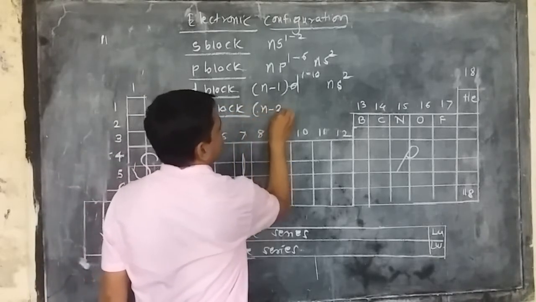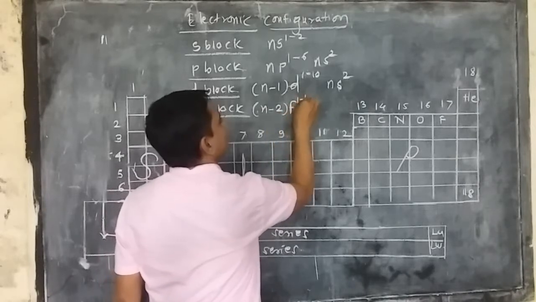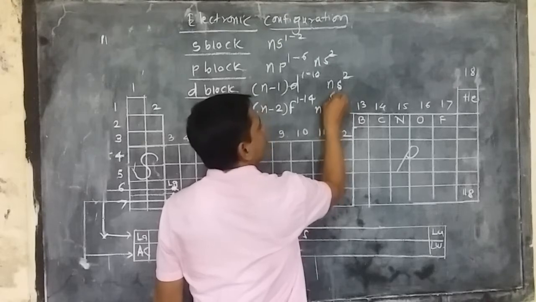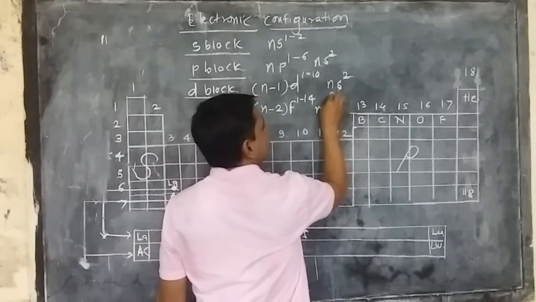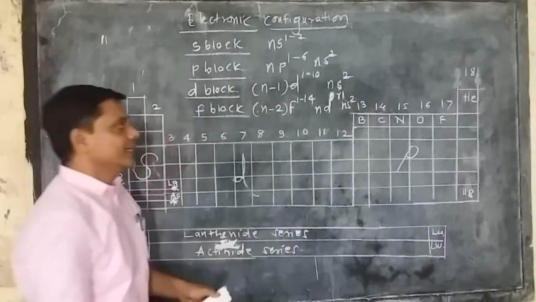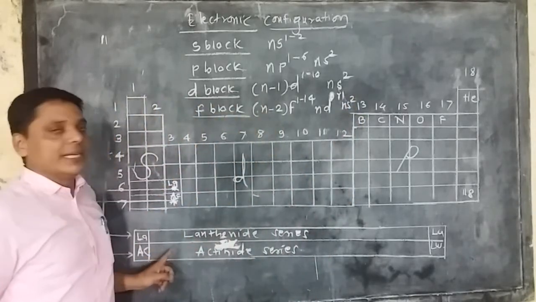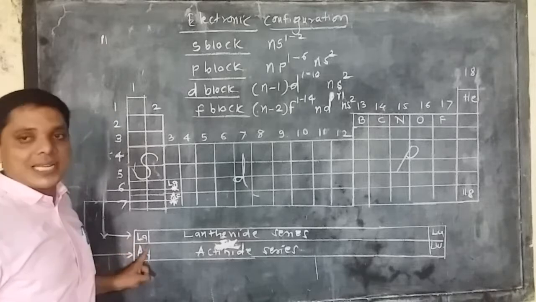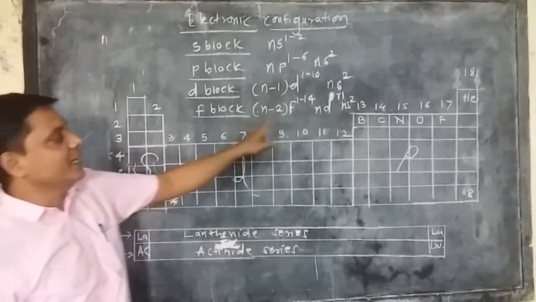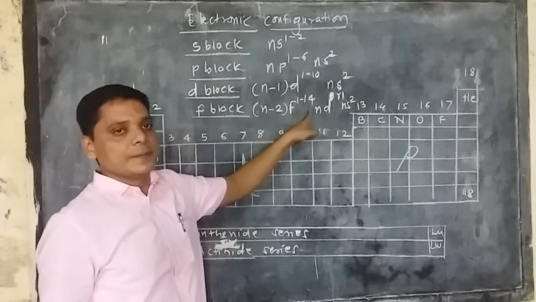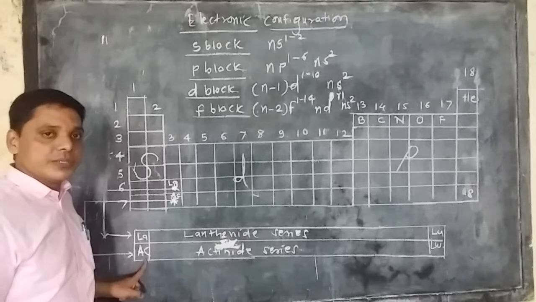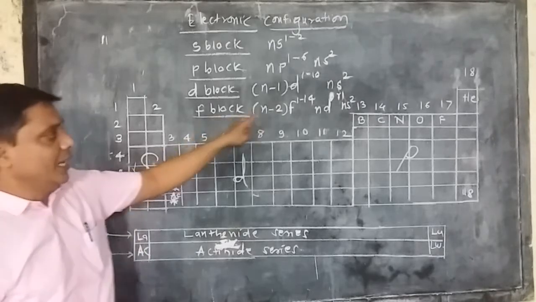It is (n-2)f 1 to 14, then (n-1)d 0 or 1, and then ns2. So the F block contains two types of series: one is the lanthanide series and one is the actinide series. We say F contains at least one electron. In this case, lanthanum and actinium are D block elements, so they do not include an F electron.